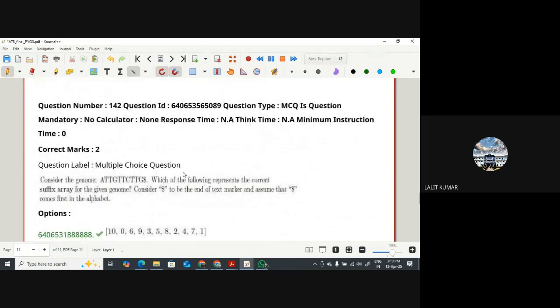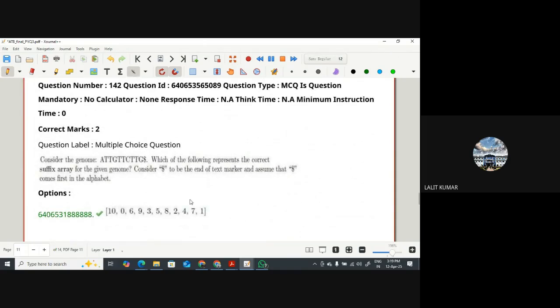So this we have done, and now we consider the genome ATT, GTT, CTT, G dollar. Which of the following represents the correct suffix array for the given genome? Consider dollar to be the end of the text marker and assume that dollar comes first in the alphabet. So this we have covered just now, how to build this.